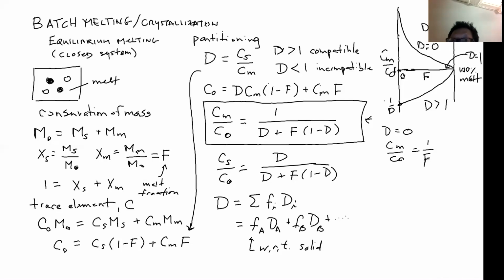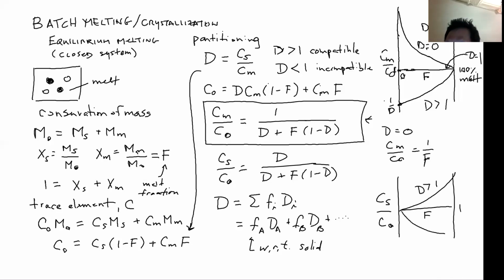Okay. Now, the solids, if I were to plot the same solids on the same scale, now C solid over C0, and this being 1, this is F, you will get a curve like that for D greater than 1, and then like this for D less than 1. So it's just the reverse. Okay.